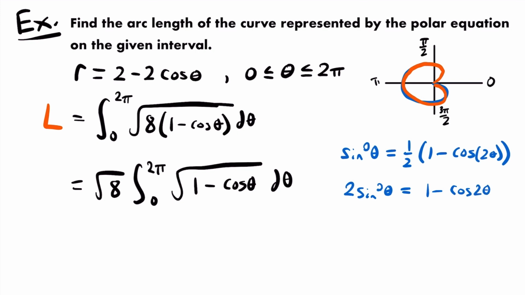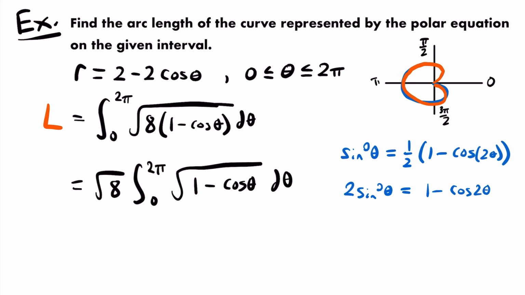And now what we can do to make 1 minus cosine of 2 theta become 1 minus cosine theta is just divide both of these angles on both sides of the equation by 2. Since our angle is just theta, we can change that in this identity as long as we change both of the angles for sine squared theta and cosine of 2 theta.